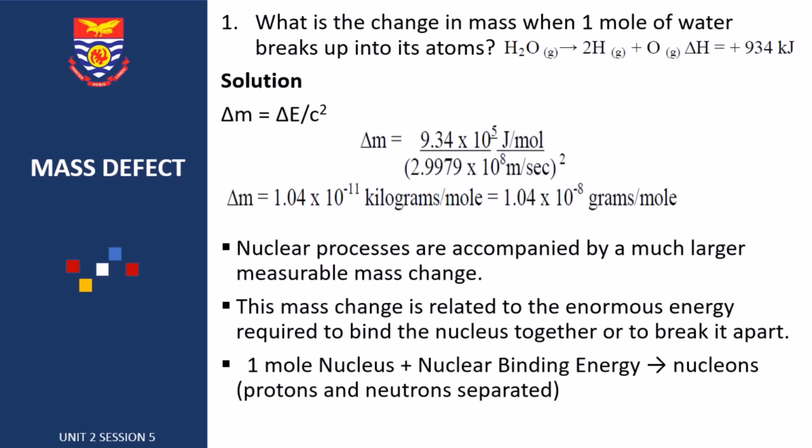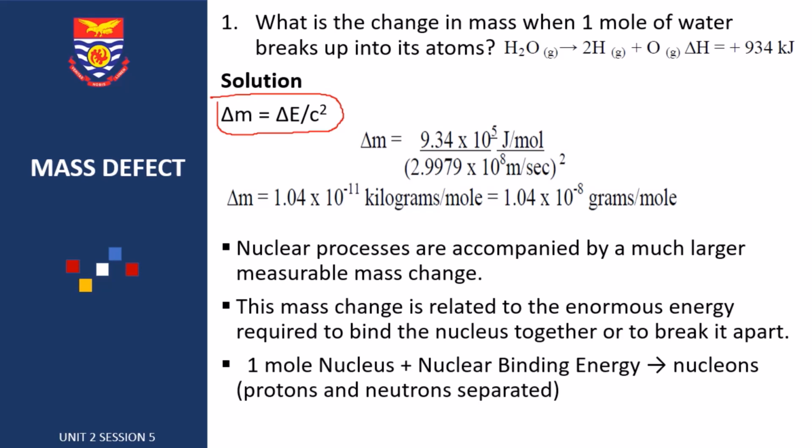Let us look at this example. It says, what is the change in mass when 1 mole of water breaks up into its atoms? So this is the equation involved. Water giving us hydrogen and oxygen, and the energy change involved is 934 kilojoules. Now, to address this problem, we first quote the equation for the mass defect, which is change in mass equals change in energy over c squared, that is speed of light squared.